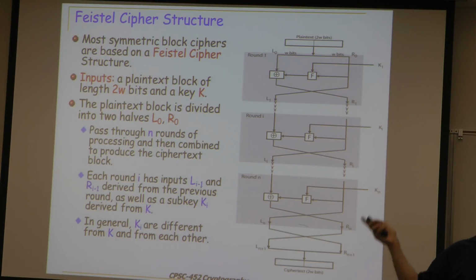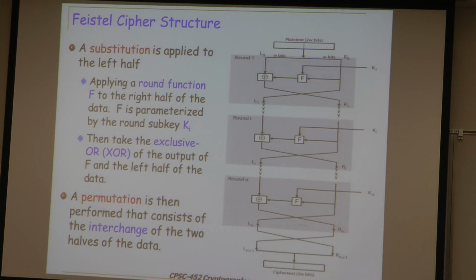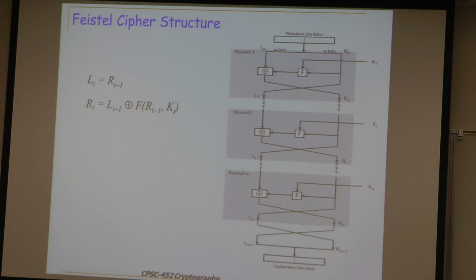Okay? And for how many rounds do we run this processing of a block? Makes sense, right? Once again, substitution is the round function, and permutation is the swapping of the two blocks. So that's why we say that it alternates substitution and permutation. Makes sense, right? All right.